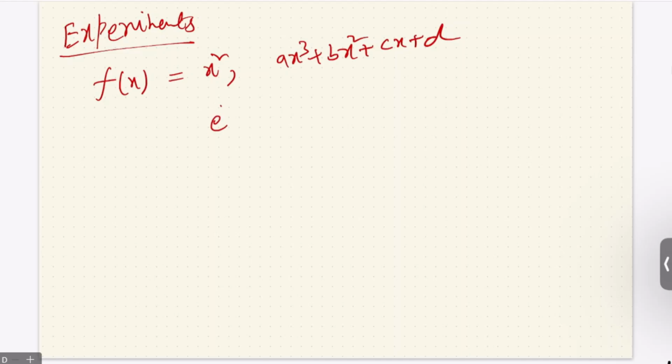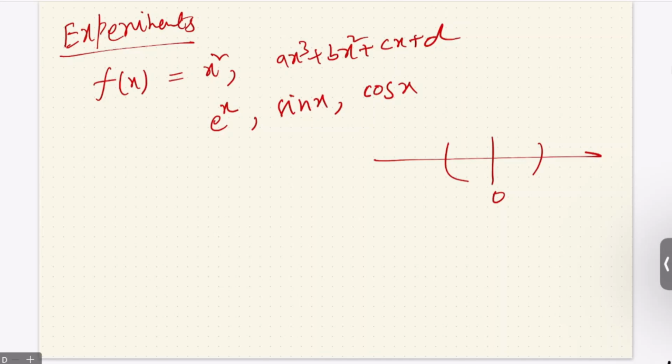Take functions such as polynomials, let's say x square, or any 3-degree polynomial, ax cube plus bx square plus cx plus d, some quadratic and cubic polynomials, and some transcendental functions like e to the x, sin x, cos x. You take all these, don't go anywhere, just stay around zero, and do experiments with Taylor.